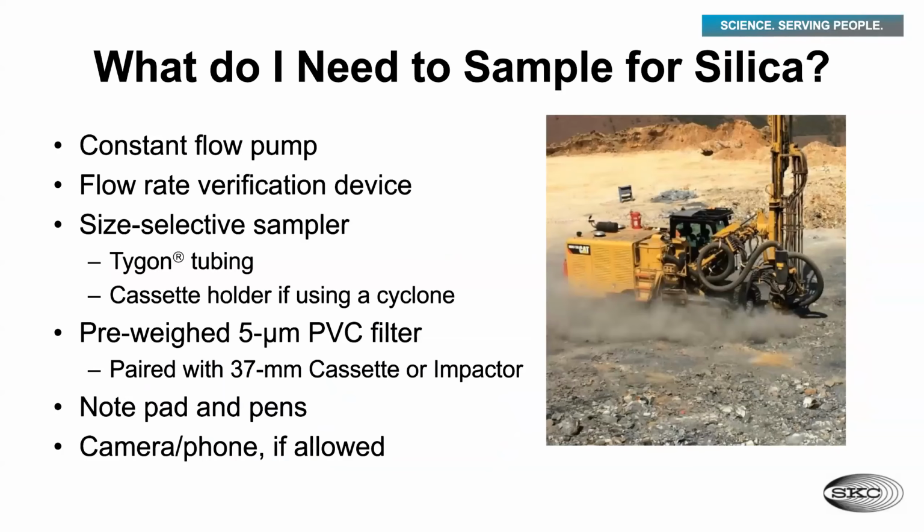So as far as sampling goes, what do you need to actually sample for silica? If this is something that's new to you, you need a constant flow pump. You need a way to verify your flow rate. Back in the day, we called these calibrators. Now we call them flow meters. You need some type of tubing to connect that sample to your pump as well as that flow meter. One thing that's very, very important is you need a pre-weighed 5-micron filter to use.